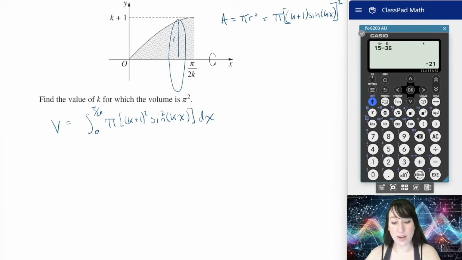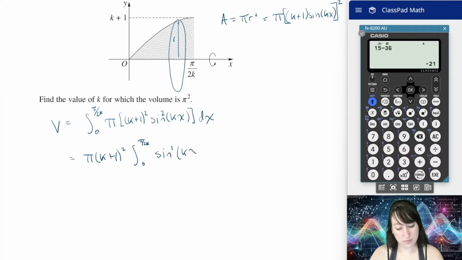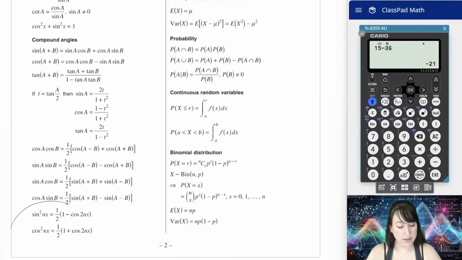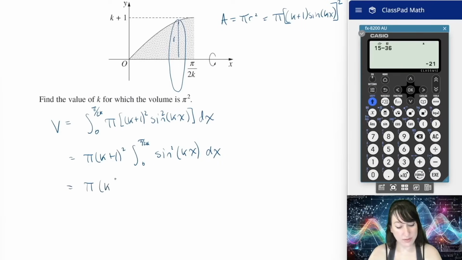Note that I've applied the squared to each factor inside of that bracket. Now take note that k plus 1 is just a constant, so we can take (k plus 1) squared along with a pi out front of that integral. Now we know our approach to integrating sine squared is to use the double angle formulas. Let's look at the reference sheets. These down here are for convenience with integration. Sine squared of nx is equal to 1/2 times (1 minus cosine of 2nx). So we'll rewrite this integral.